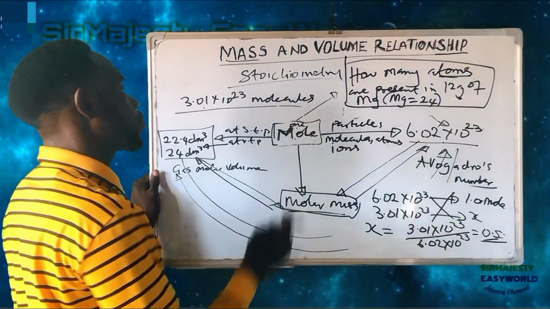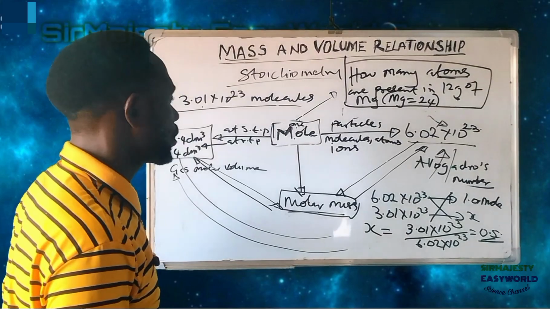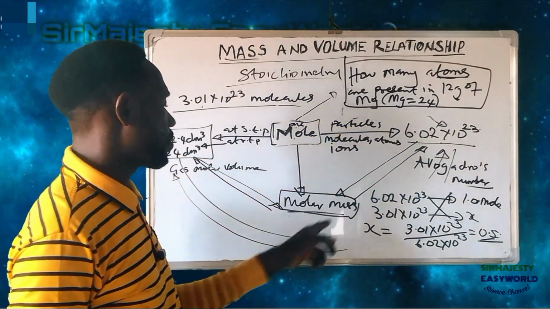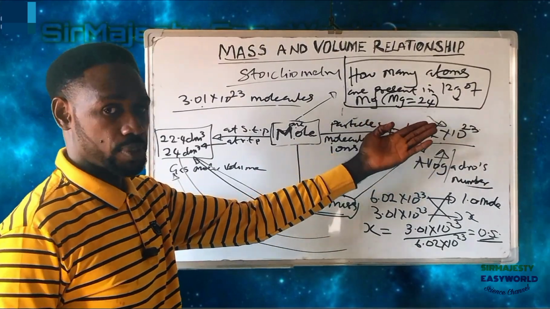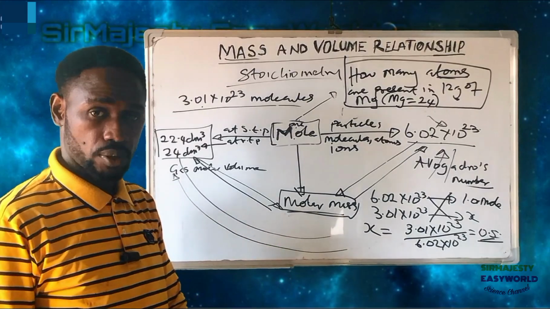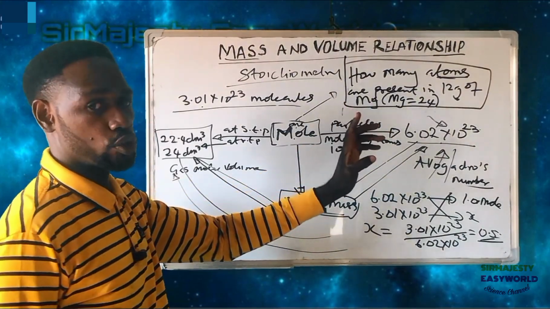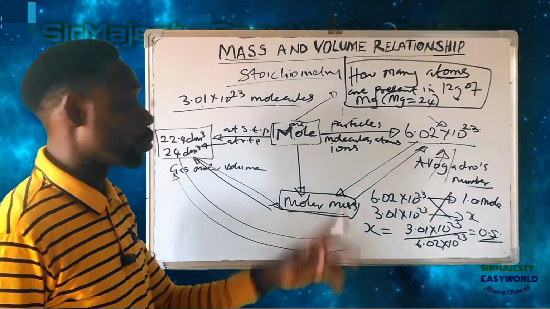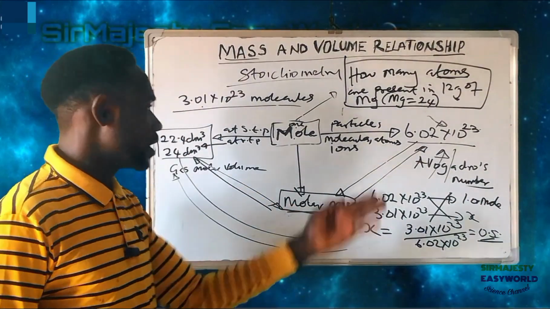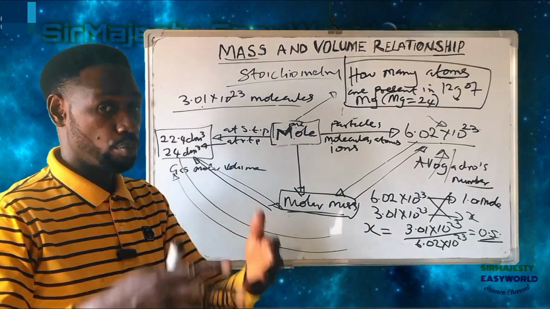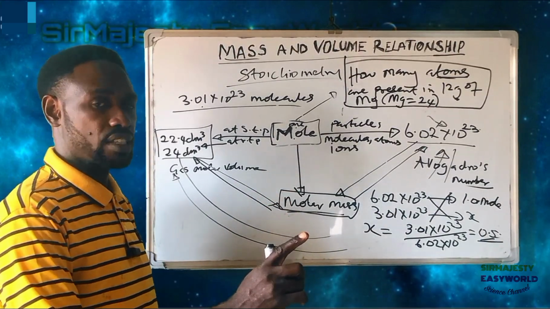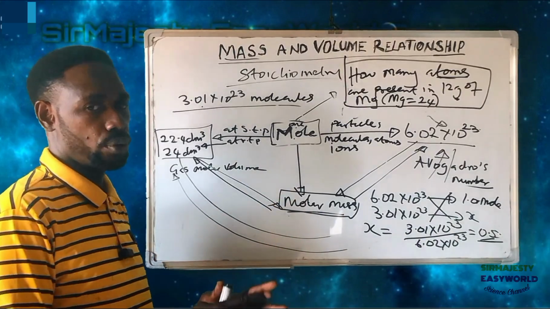Then for this one, they say how many atoms are present in 12 grams of magnesium? We are looking at particles and mass. So we find the molar mass of magnesium. Remember, molar mass of any substance is the mass of 1 mole of that substance. So if I put 2 behind magnesium, it becomes 48. That's 2 moles. But molar mass is just the mass of 1 mole. It's just like 12 represents a dozen, 6.02 times 10 to the power 23 represents a mole. And when I say dozen mass, it's just the mass of 1 dozen. And when I say molar mass, it's just the mass of 1 mole in that context.